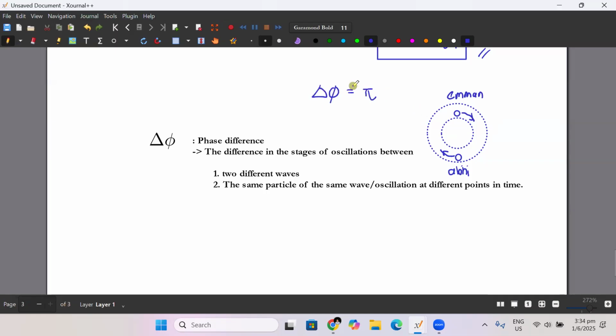Now why pi? Because one full cycle is 2 pi. So then the phase difference between me and Abi would be pi only. You can write it in radians, or a valid presentation is also 180 degrees. And so that's the difference in phase.